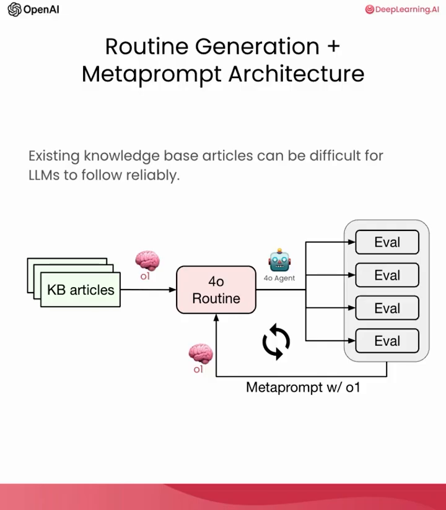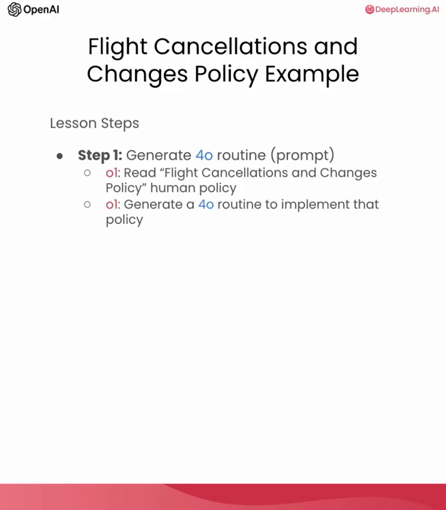There's a few steps there, so before jumping in, I want to summarize. Step 1. We're going to take on a flight cancellation and changes policy as our example here. Our step 1 is going to generate a 4.0 routine. We're going to read in a policy that was written for human consumption, and we're going to give that to O1 to generate a routine to implement that policy, which contains a prompt and also a set of tools which we've given to O1 to let it know that it can use some external actions to carry out the policy.